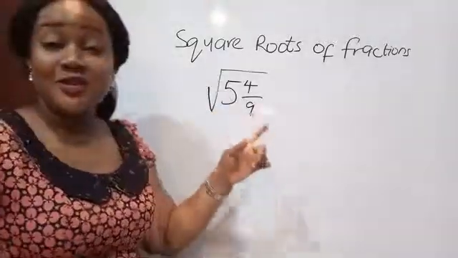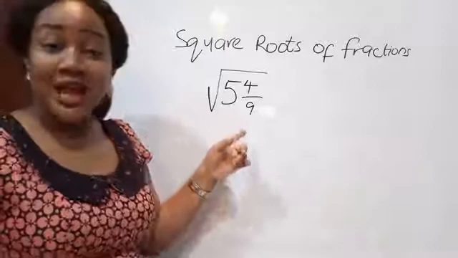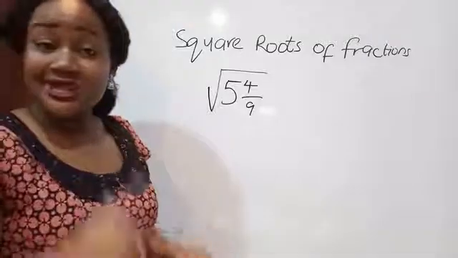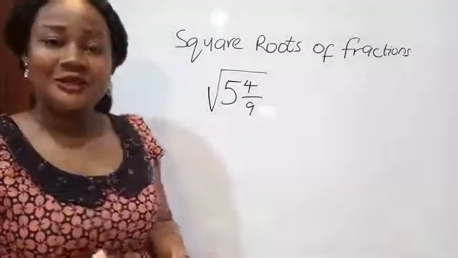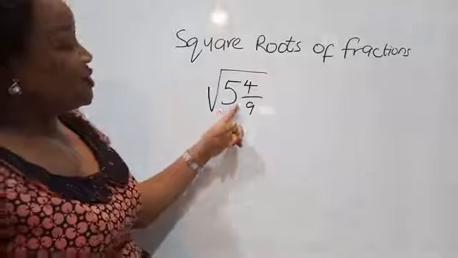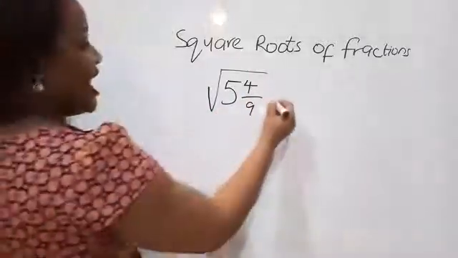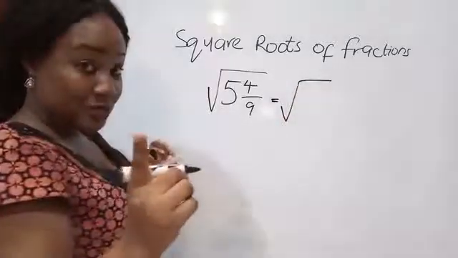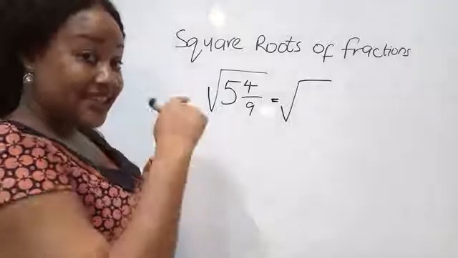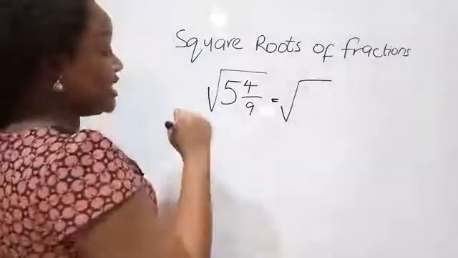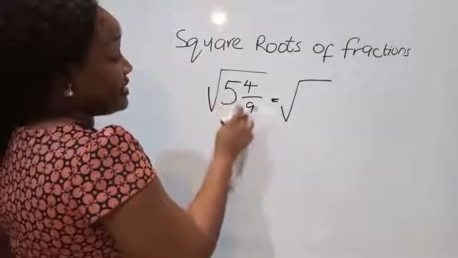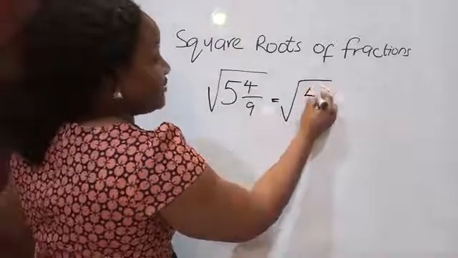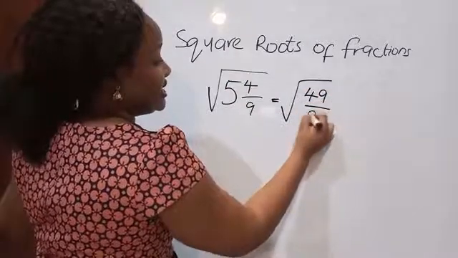So let's say you are supposed to find the square root of a mixed fraction. What do you do? You have to convert it to an improper fraction, then you take it from there. So we have 5 whole number, 4 over 9. And we convert it to an improper fraction. Okay, you should know how to convert to an improper fraction. If you don't, check our previous videos. So you have 5 times 9, 45. 45 plus 4, you have 49 over 9.